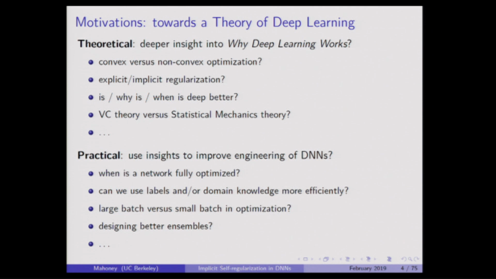With VC theory I mentioned, if you're going to use this method, do you say, here's my VC complexity? No, you just do something. So the theory is often pretty divorced from the practice. And as a sort of practical motivation, when is a network fully optimized?